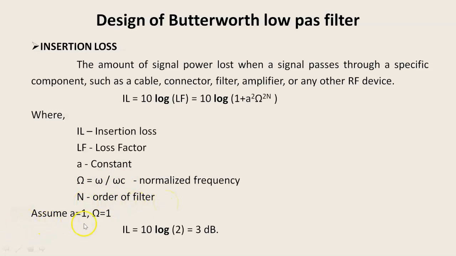Let us assume A equals 1 and omega equals 1. We'll get the equation IL is equal to 10 log of 2. It is equivalent to 3 dB.